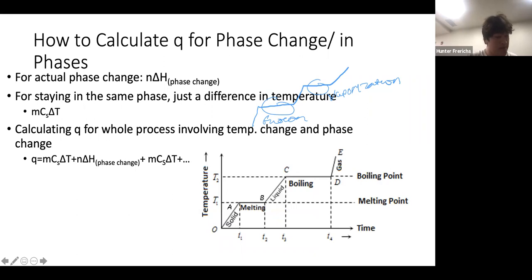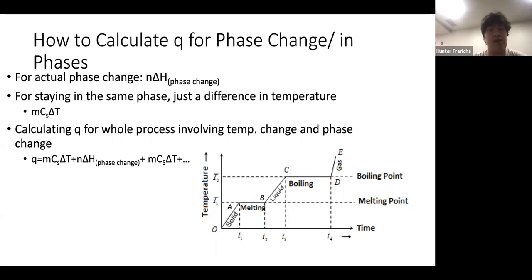So how do you calculate the Q for phase changes across different phases? For example, if you go from a solid to a liquid, you need to make sure you include the Q value of the solid, the temperature rising, and then you need to include the delta H of melting, because you can't really solve the problem without that. And then you need to include the temperature change from the melting temperature of the solid to the temperature you want for the liquid.